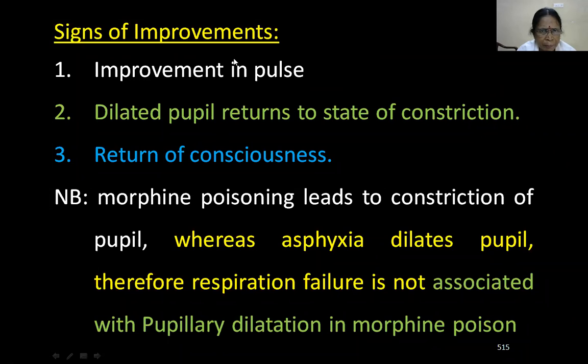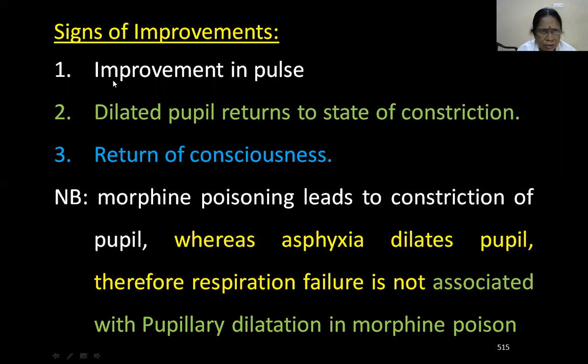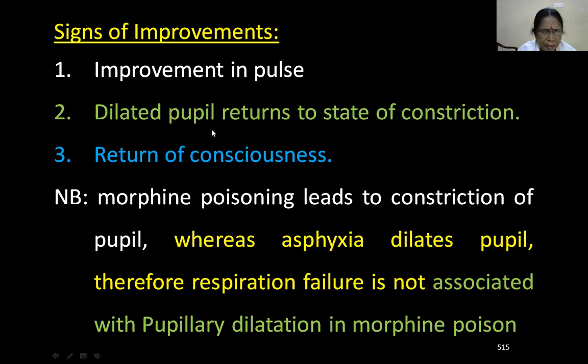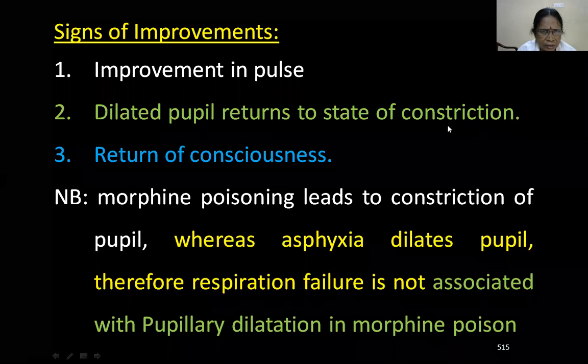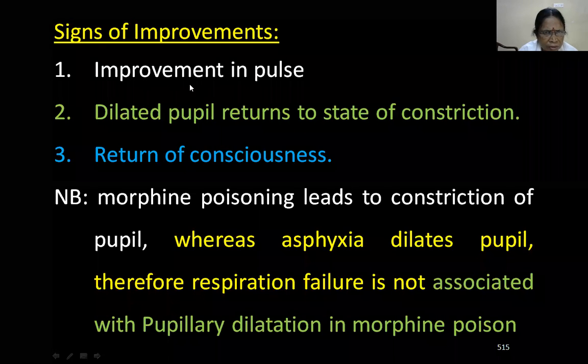Then the improvement: how do you know the patient is improving? There will be improvement in pulse. You will find that the pulse, previously not normal, is now improving. And previously the pupils may have been dilated, and now they are returning to a state of constriction, and the patient is returning to consciousness. He may become unconscious after the drowning. Therefore, pulse you have to see, pupils you have to see, and the level of consciousness you have to see, whether there is improvement. And these signs will clearly show you whether the patient is coming out of danger or not.